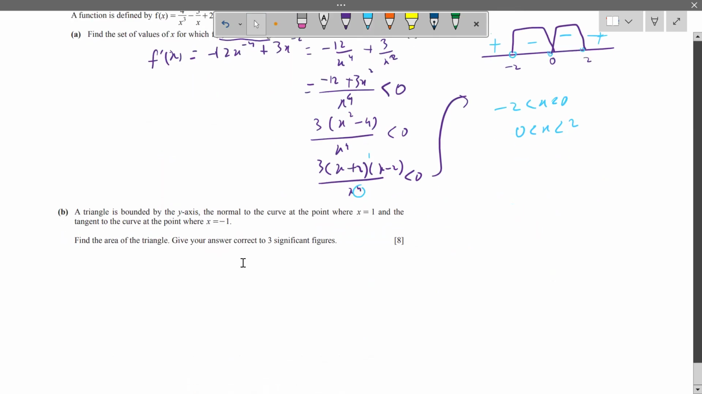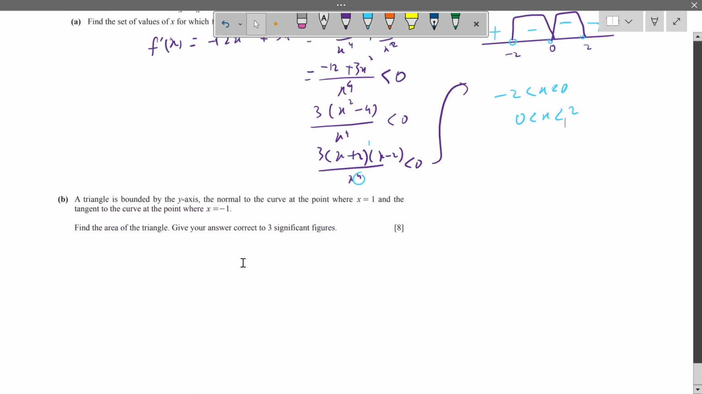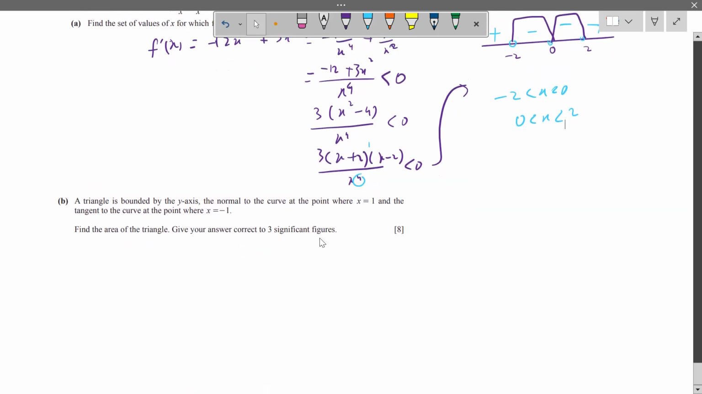A triangle is bounded by the y-axis, the normal to the curve at the point where x is equal to 1, and the tangent to the curve at the point where x is equal to negative 1. Okay. So this 8 marker requires you to find several things at once: the normal to the curve, the tangent to the curve, and then the area of the triangle. You have to first imagine what it looks like. So let's try to find the normals and the tangents first.